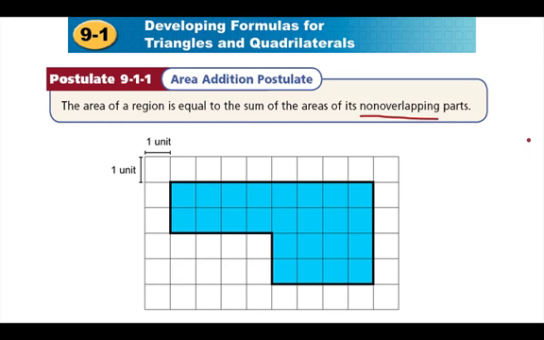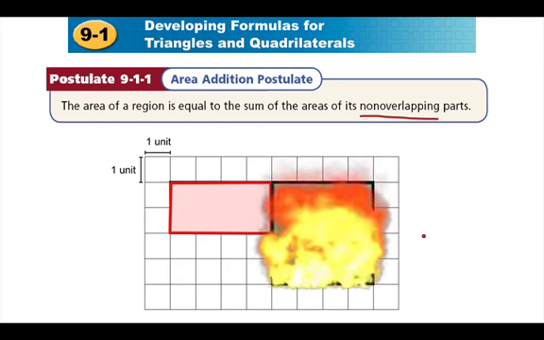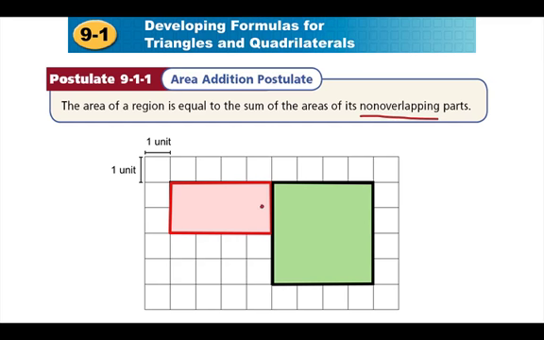Let's say that you want to compute the area of this shape here. If you apply postulate 9.1, first you compute the area of this rectangle. This is 2 by 4, whatever area that is, and then you compute the area of the other part, which is this square. Once you compute the area of these two non-overlapping parts, you have the area of the shape that we started with. Let's move on to the next slide.